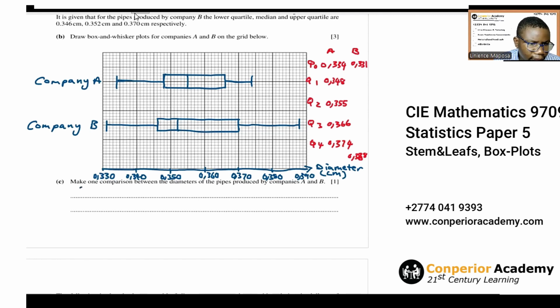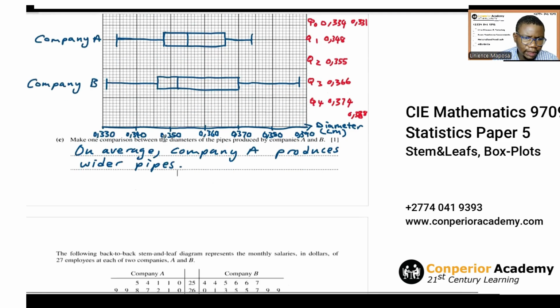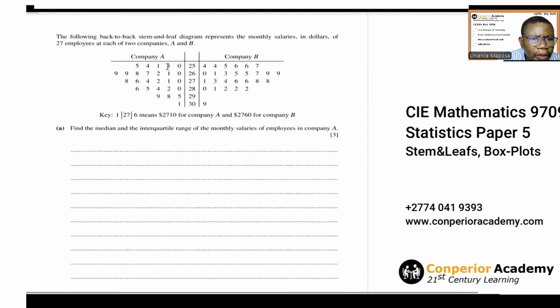So on average, company A produces wider pipes. Okay, I'm done. You can just say than company B, but I'm done. Okay, we move on to the next.